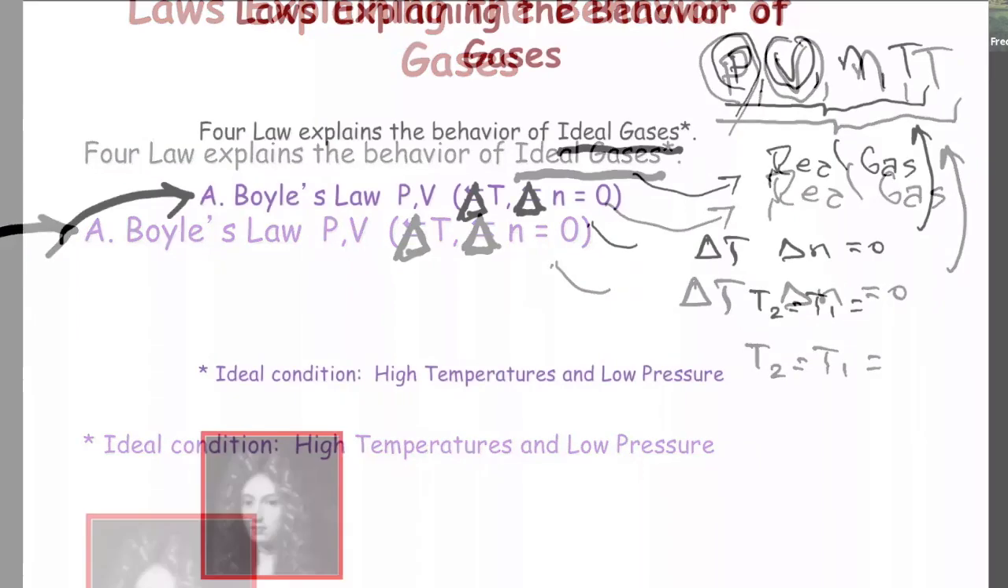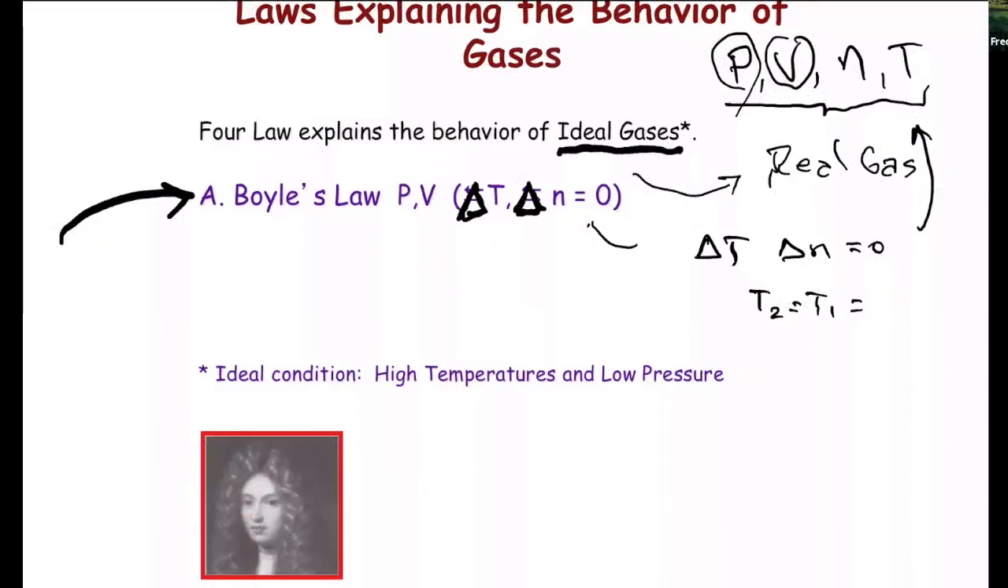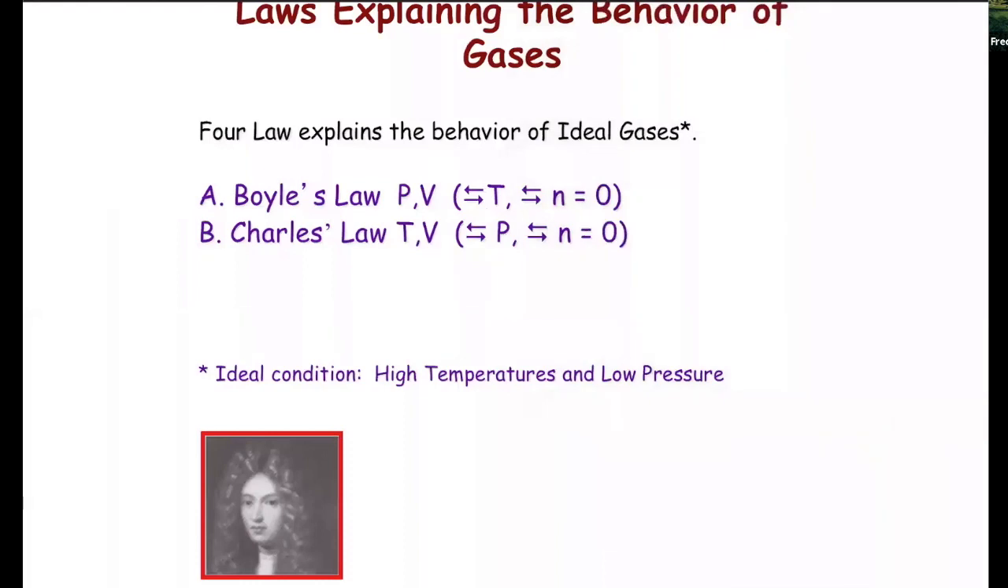The second law, after Boyle's, is Charles' law. Charles' law, if you think about it again, is about temperature and volume. Think about, again, a balloon on a winter's day, where the pressure is constant. That should be delta, okay? And the moles is constant.